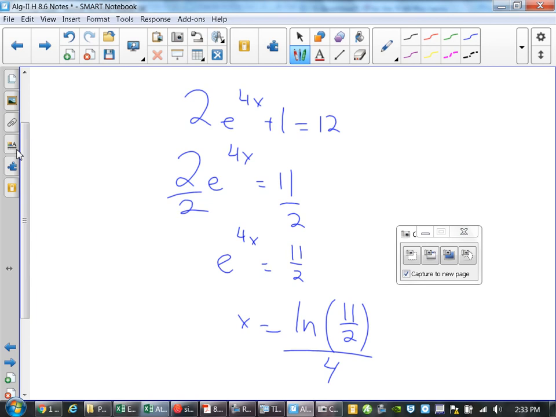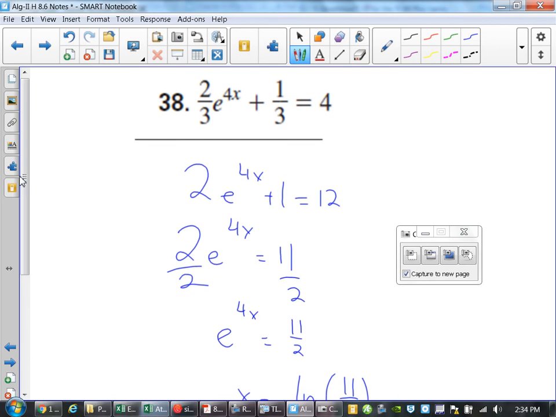Why did you get rid of the fraction? Just to make it easy.